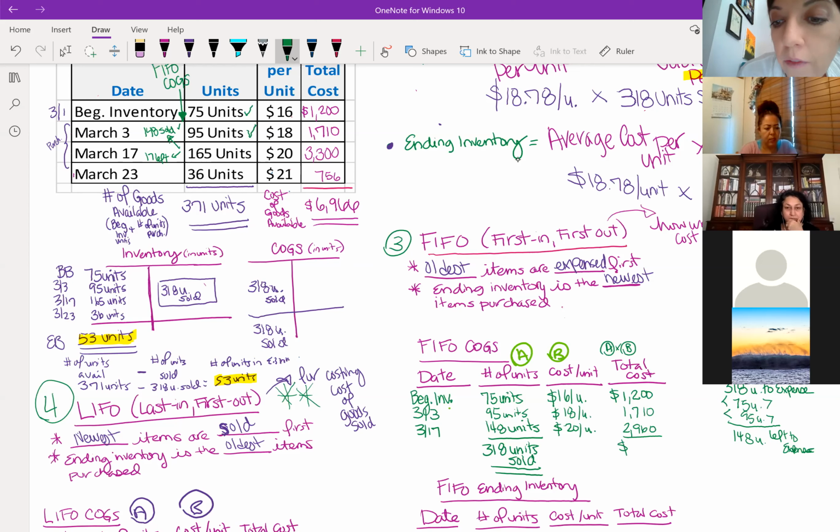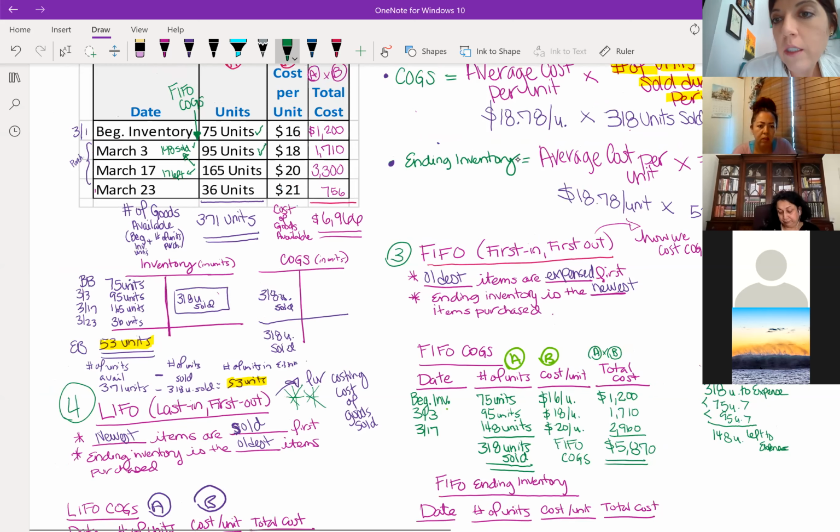Okay, so the total one is 5,870. Yep, FIFO cost of goods sold, the amount that we're going to expense as cost of goods sold, is 5,000. Beatrice, what was it? 870.